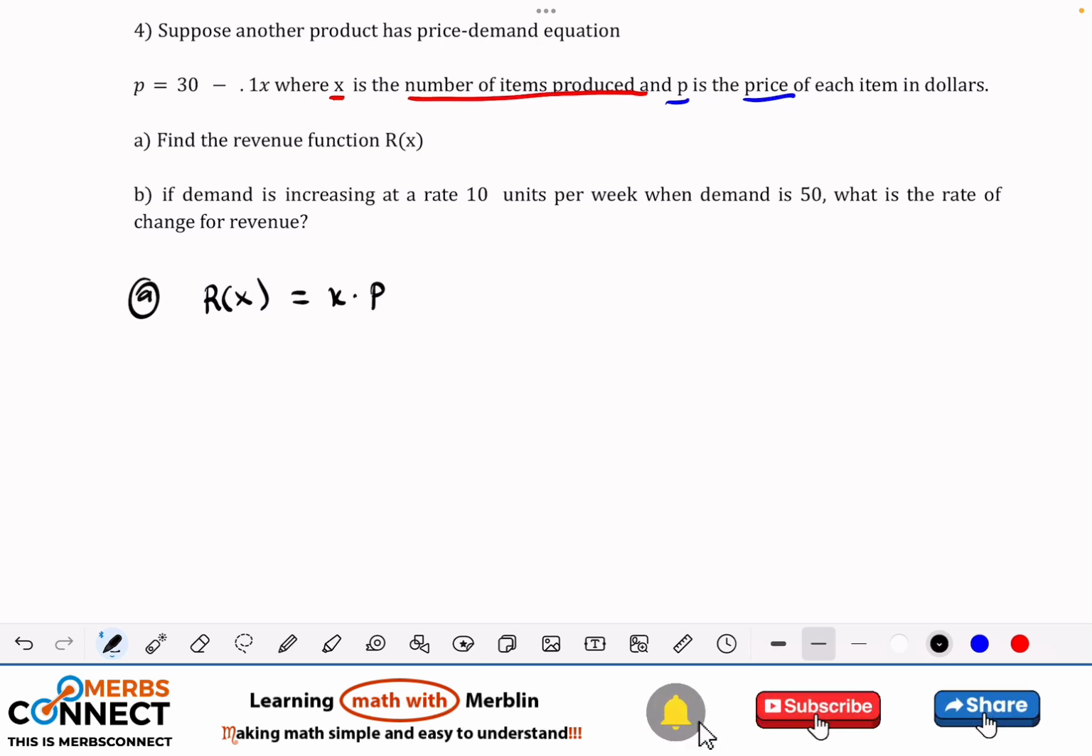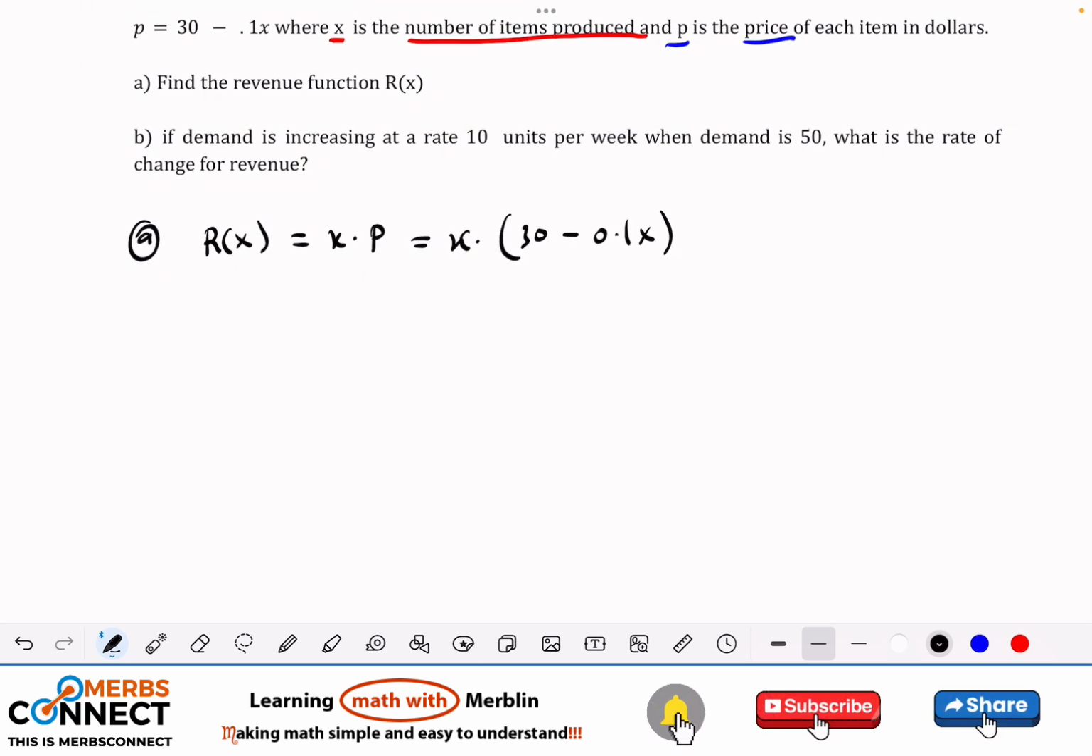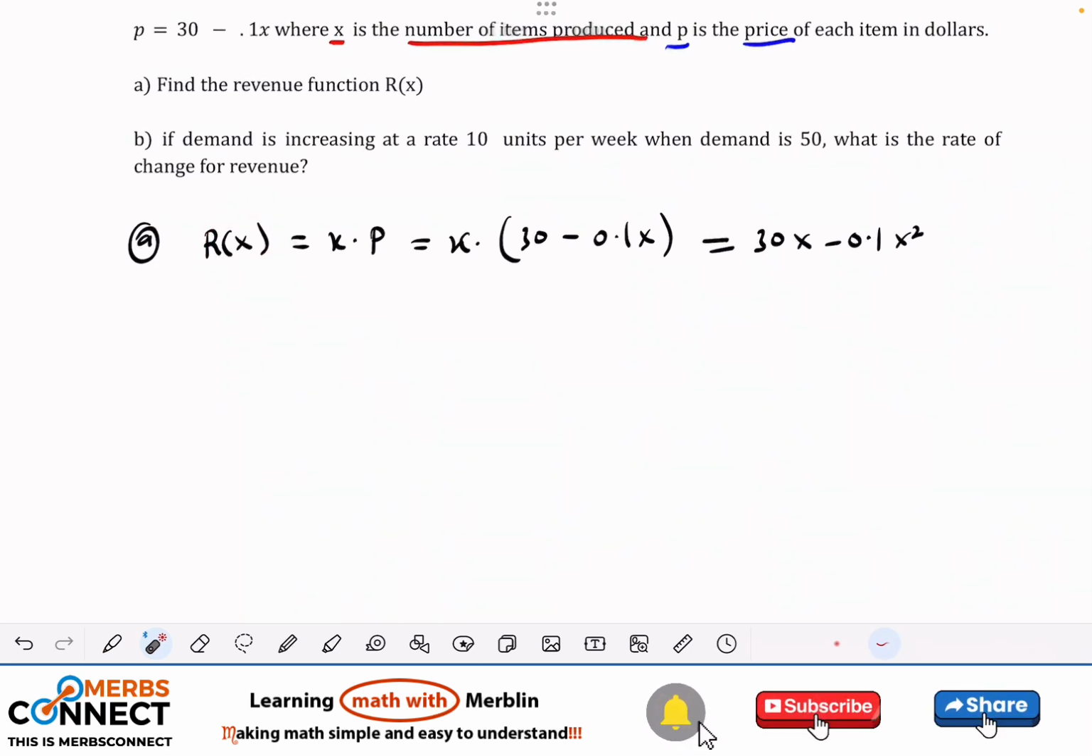So this is going to give us X times, and we know that P is equal to what is here, 30 minus 0.1x. And then when I multiply, I'm going to have 30x minus 0.1x squared. So this is the revenue function, right?